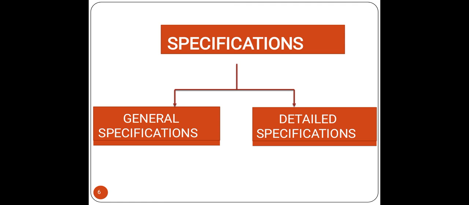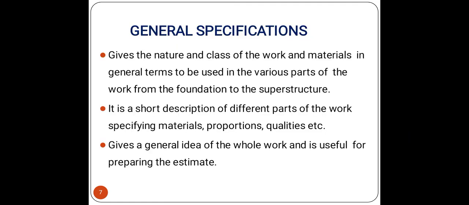Specifications are divided into two: general specifications and detailed specifications. The general specification gives the nature of work and class of work, also materials in general terms, which are to be used in the various parts of work from foundation to the superstructure. It is a short description of different parts of the work specifying materials, proportions, qualities, etc. It gives a general idea of the whole work and is useful for preparing the estimate.